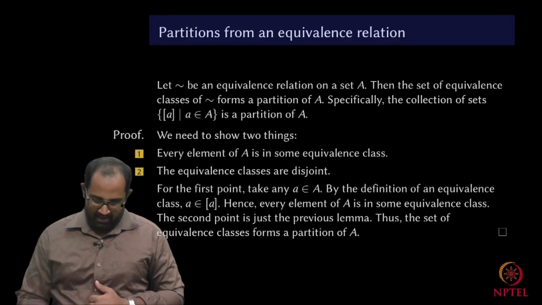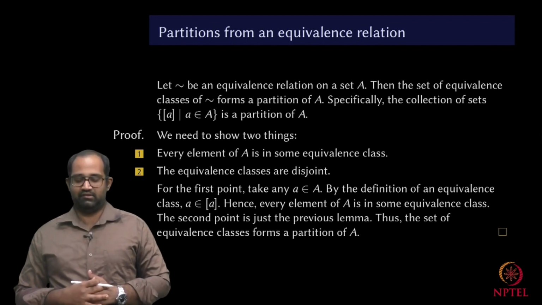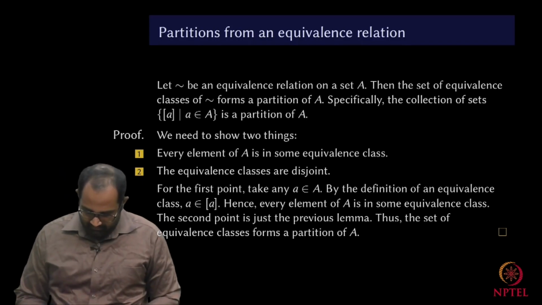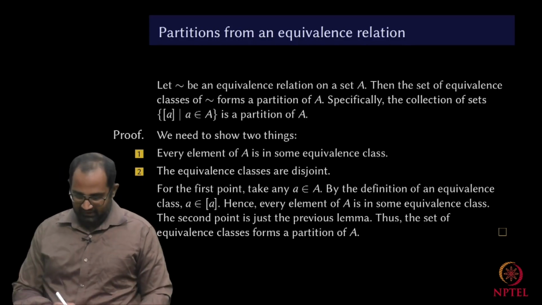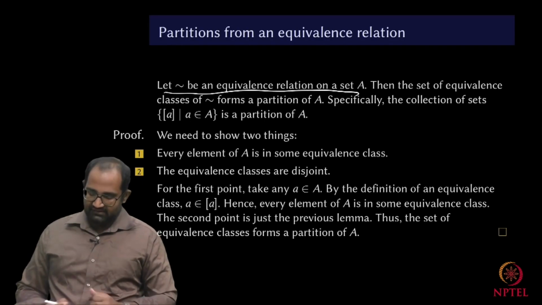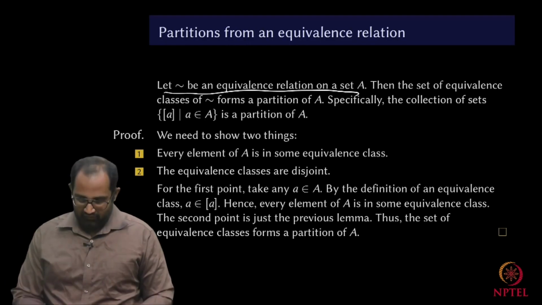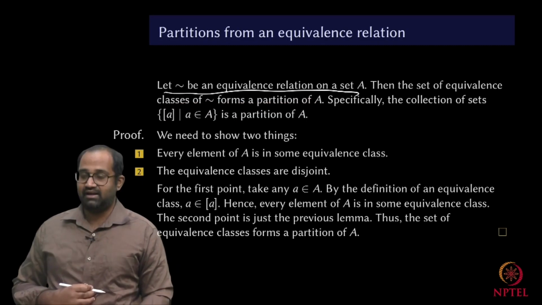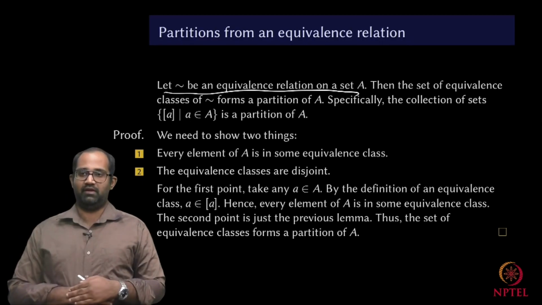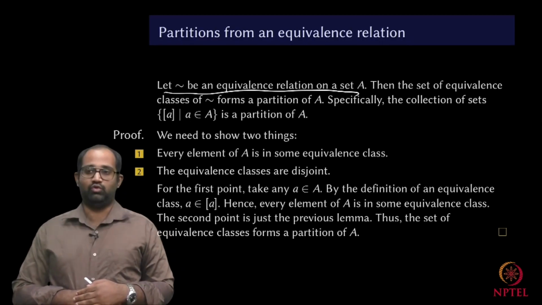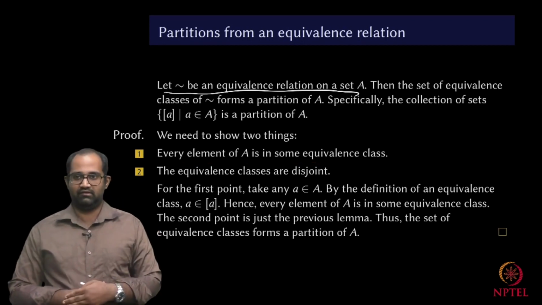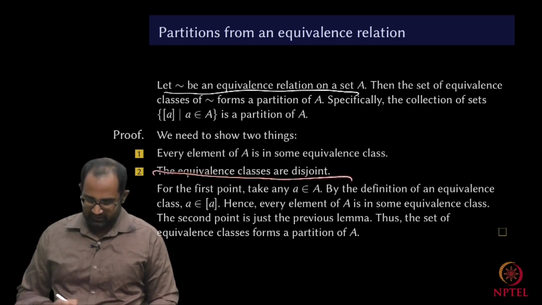Now, I can prove one part: equivalence relations form partitions. Let tilde be an equivalence relation on a set A, then the set of equivalence classes forms a partition of A. Specifically, the collection of sets box A, for A in A, is a partition of A. Okay. We need to show two things. Every element of A is in some equivalence class. The equivalence classes are disjoint.